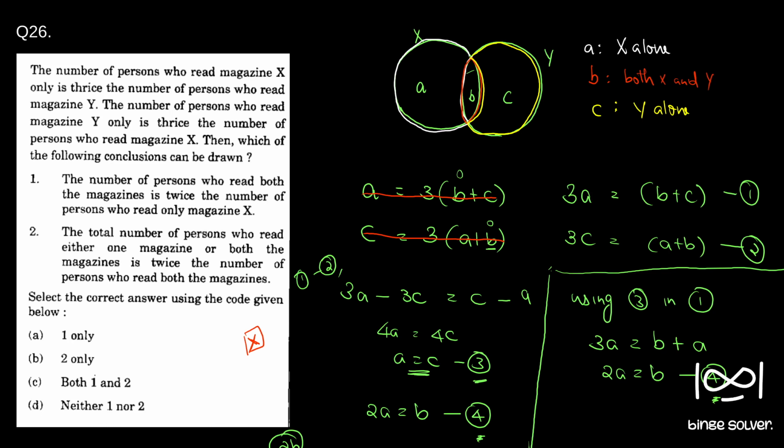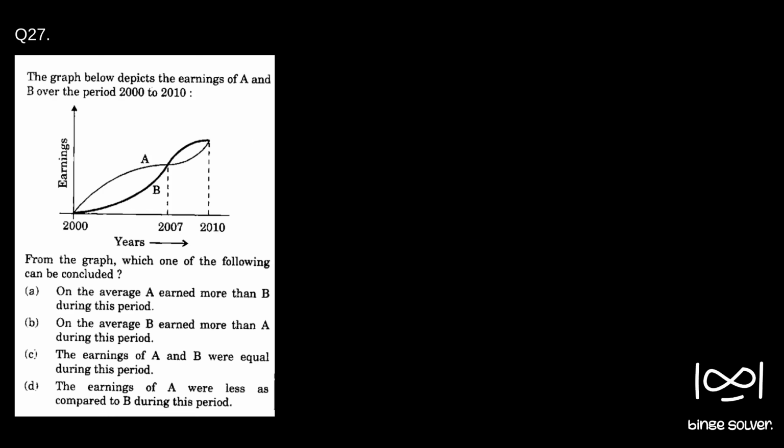Moving on to the next question, question 27. The graph below depicts the earnings of A and B over the period 2000 to 2010. A graph is given, years is plotted in y-axis and earnings is plotted in x-axis. From the graph, which one of the following can be concluded?